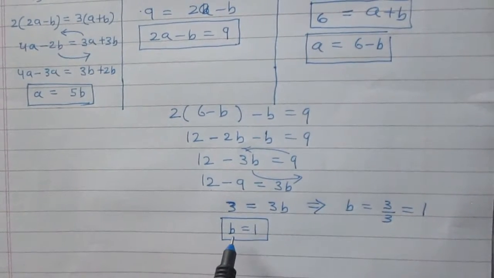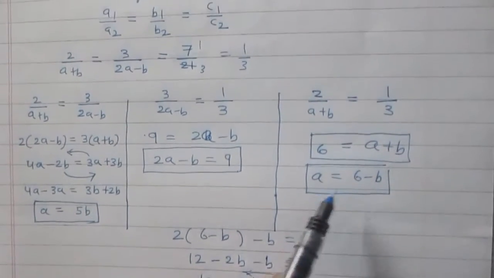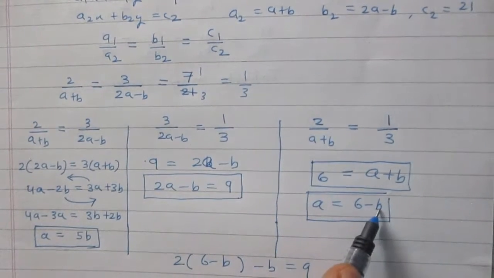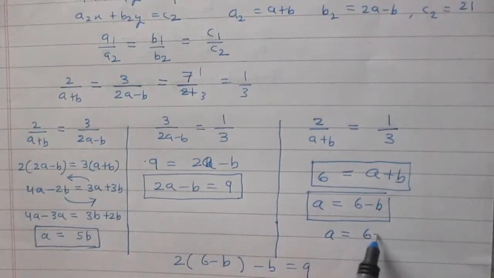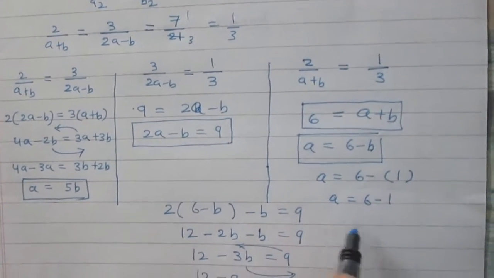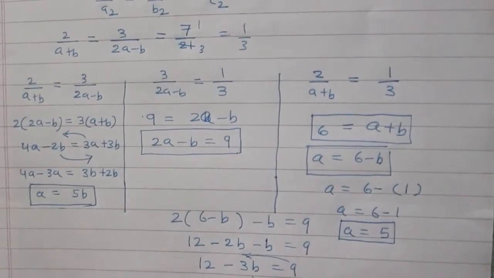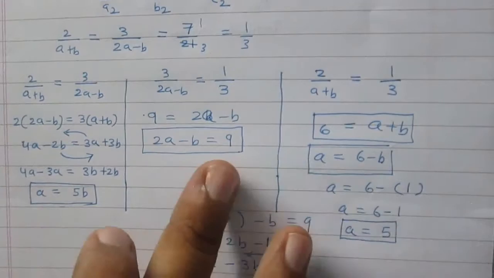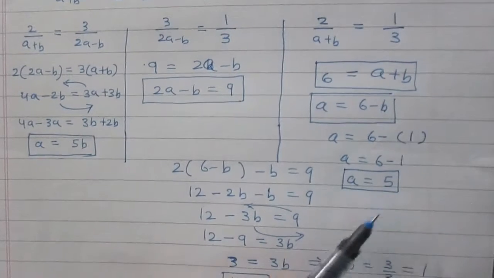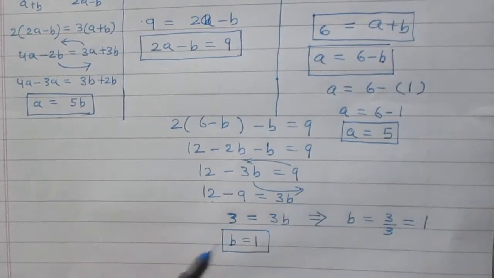Now the value of b, which is equal to 1, can be further substituted into either of these two equations. So after substituting b is equal to 1 here, we will get a is equal to 6 minus b, which is 1. So a is equal to 6 minus 1, that is 5. So the value of a is equal to 5. So according to the second and third situations simultaneously, we found that a is equal to 5 and b is equal to 1.